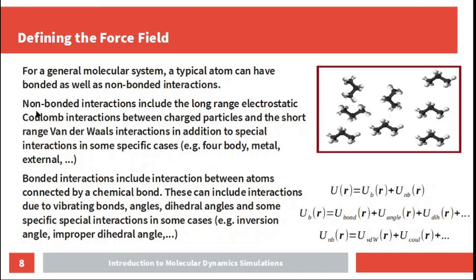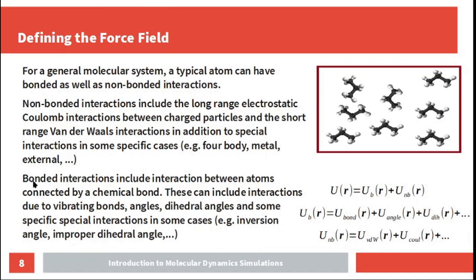So non-bonded interactions include the long-range electrostatic Coulomb interactions between charged particles and the short-range van der Waals interactions, in addition to special interactions in some specific cases. For example, four-body interactions or metal or external interactions. But in the present case, we won't talk about these details. And if you remember the assignment from the previous module, we talked about one very specific type of van der Waals interaction, that is Lennard-Jones interaction. So in general, the interactions can be written as a sum of bonded and non-bonded interactions.